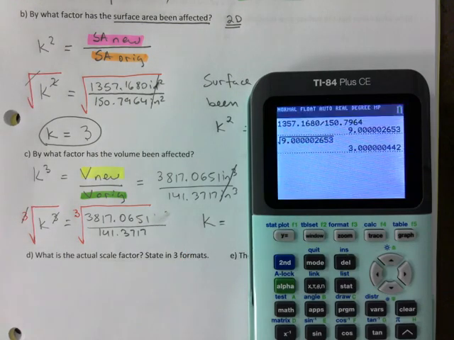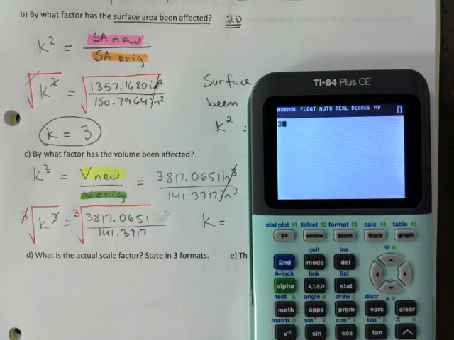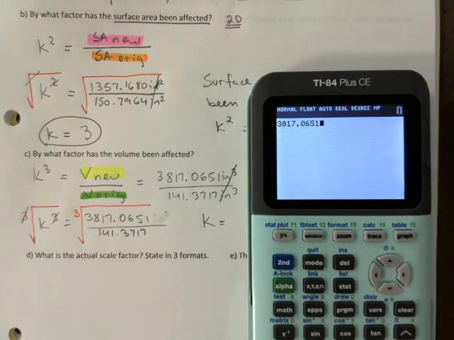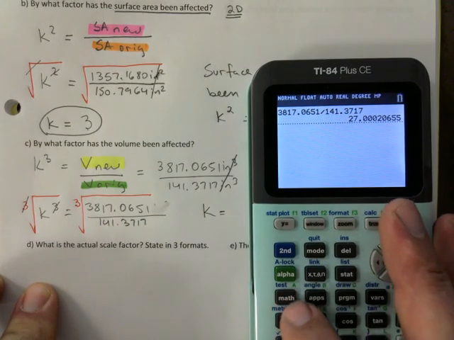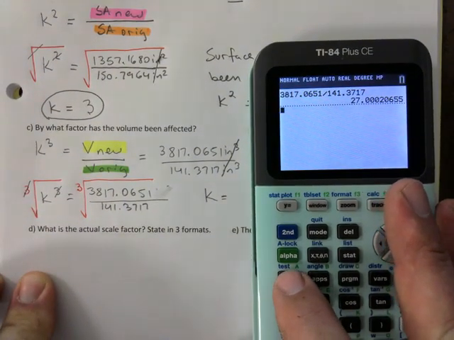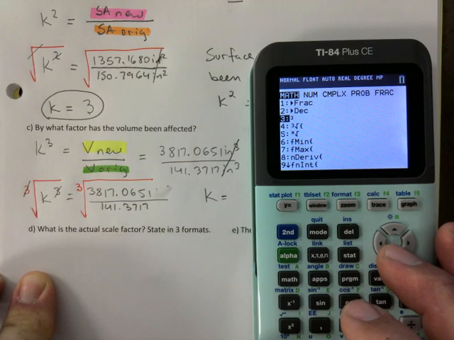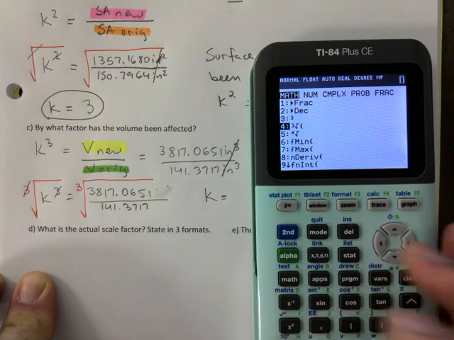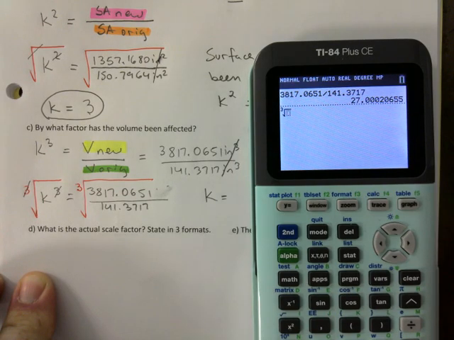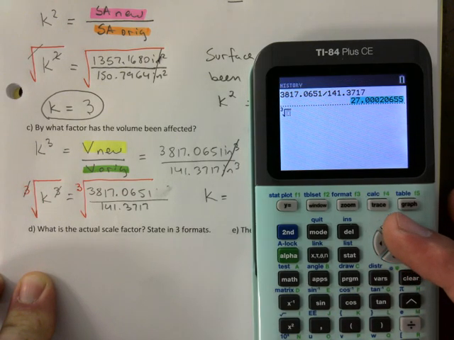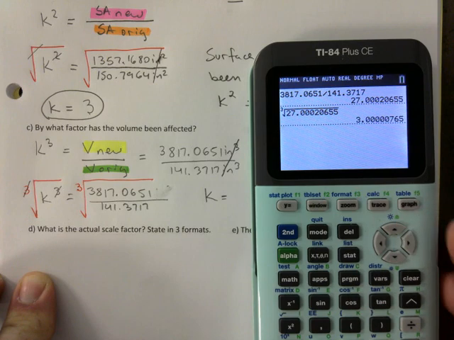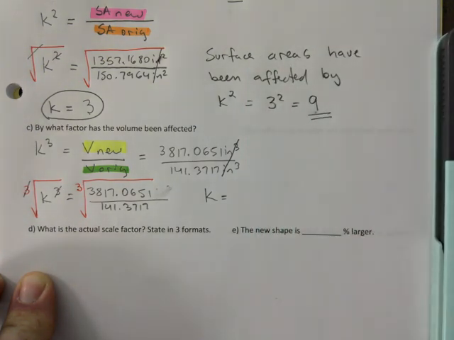So you need to pay attention how I type this in. 3817.0651 divided by 141.3717. I hit enter. And this is a bit trickier. So you got to use the math button. Press math, and then you go to the fourth option, right? That's your cube root. You hit enter, then I copy the previous answer, paste it, and there you have it again, k is 3.